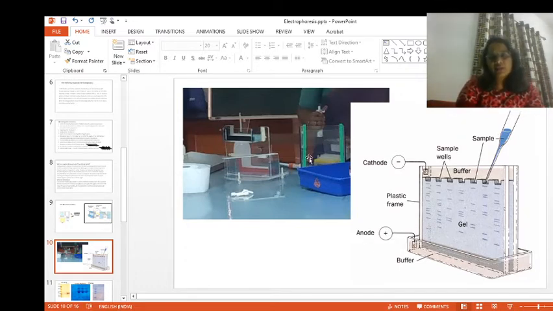Our gel is first prepared using two types of rectangular glass plates. One is a plain rectangular glass plate and the other is a notched one. In between these two glass plates, we usually keep a spacer. You can see this green colored one, that is the spacer. So this spacer is in between the two glass plates, and the lower portion we will seal either with agar or some other sealing agent.